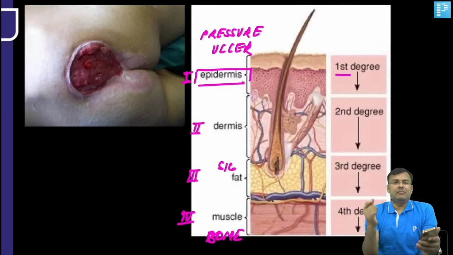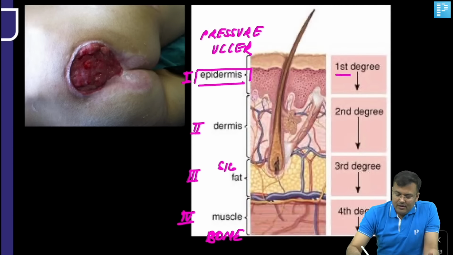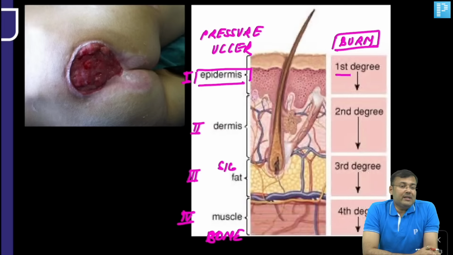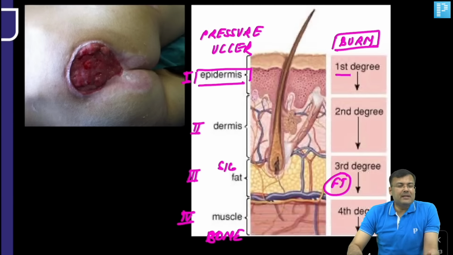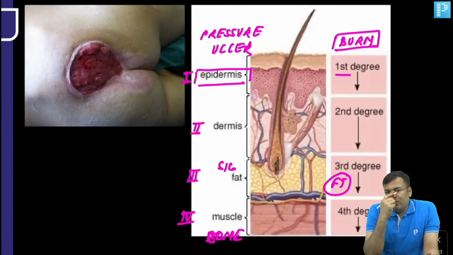Okay? Now see the burn classification. First degree: burns involving epidermis. That's why it is known as epidermal burn. Second degree, partial thickness burn, where there is involvement of epidermis plus dermis. Third degree is full thickness burn. Whenever full thickness of skin is involved by burns, it is full thickness burn. And if it is an ulcer, with involvement of epidermis, dermis and subcutaneous fat or tissue, it is stage 3 pressure ulcer. And whenever you see muscle, you can see the bone, it is stage 4 pressure ulcer, or whenever in burns there is involvement of muscle or bone, it is 4th degree.